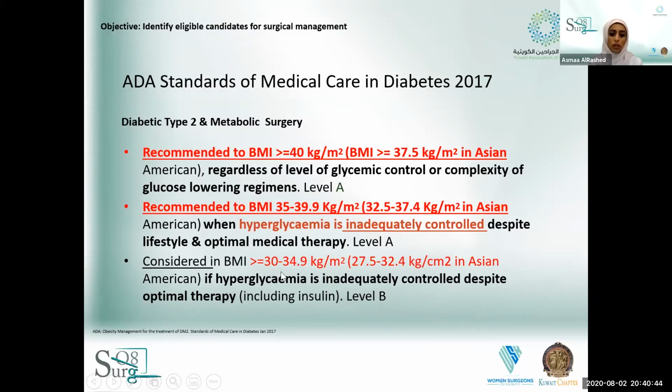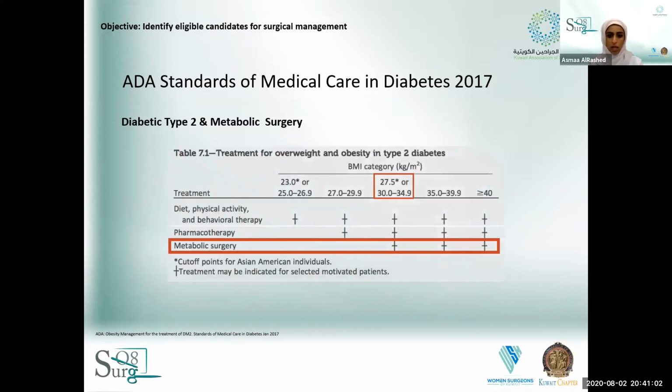So we're talking 30 to 34.9, right? You can consider it. When we say consider, again, there's nothing that fits everybody. Every patient should be evaluated individually, but these are general guidelines. So you can see if your patient falls within, you will send them for the bariatric surgery. This talk is dedicated for general surgeons, so we'll try to focus more on that.